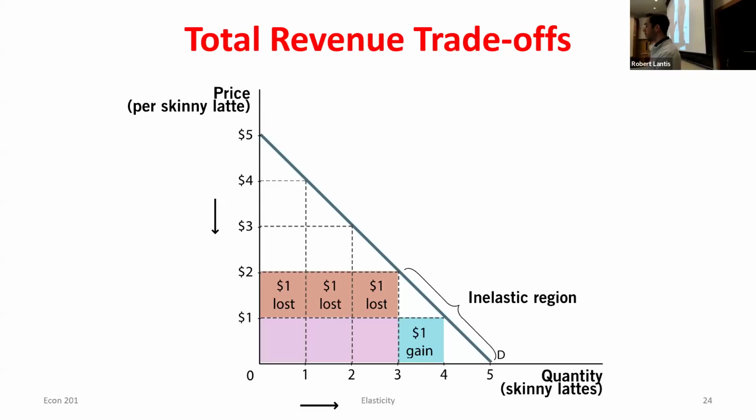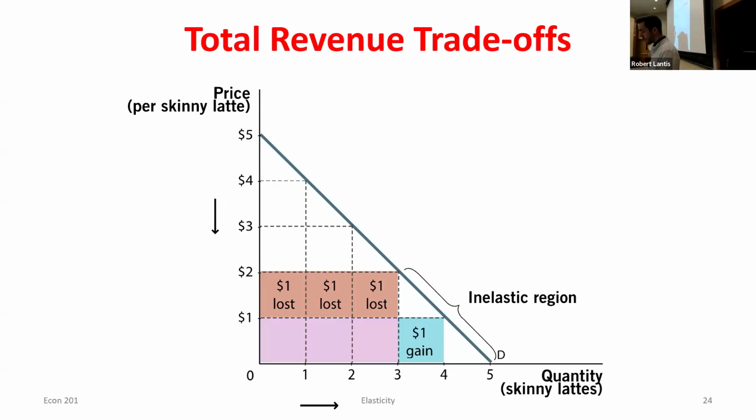If I'm on the elastic portion, as I lower the price, that very small percentage change in price is going to result in a much larger percent change in the quantity demanded, because people are very responsive. So what is going to be happening to my total revenues as I lower the price? They're going to be increasing. This is where you can go through that thought experiment. If I have elastic demand, increasing the price lowers total revenue. The opposite is true: if I lower the price, it must be increasing my total revenues.